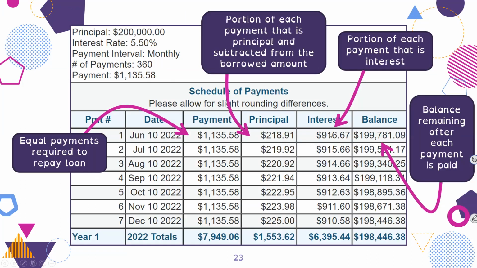You can also see that after every payment, your principal amount is a little bit more and your interest amount is a little bit less. So that's how you get to the end, when you are paying more principal and less interest. But this is at the beginning of this loan, so you're paying a lot of interest and not very much principal.